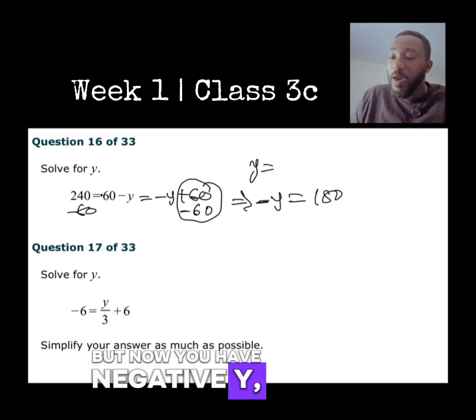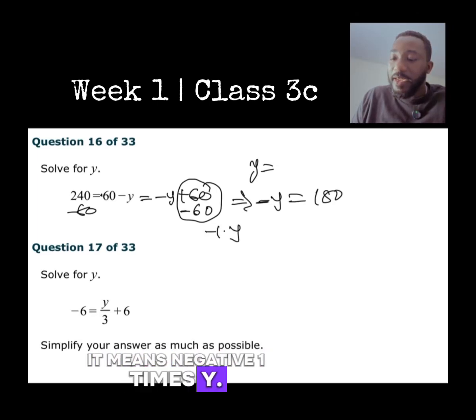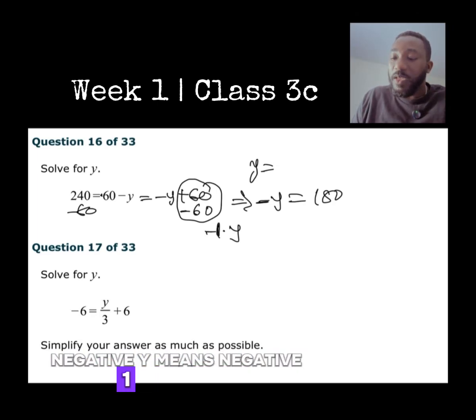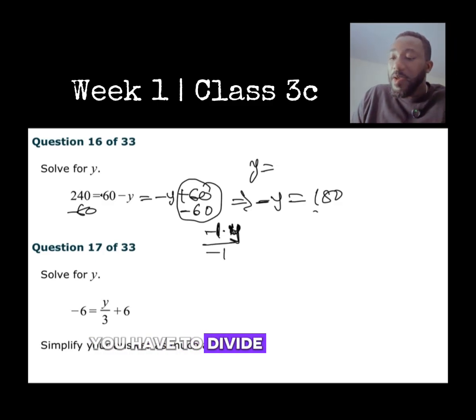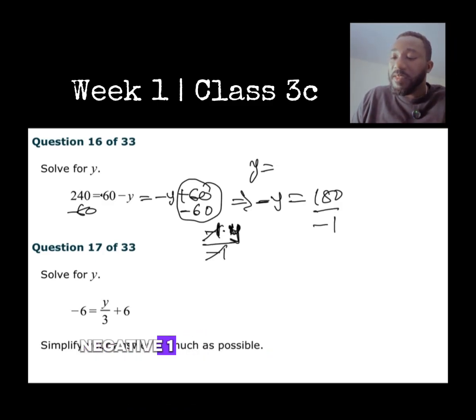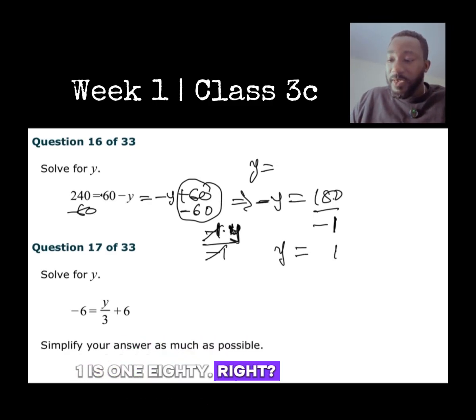But now you have negative y, but you need y. So negative y means what? It means negative 1 times y. Negative y means negative 1 times y. So that shows to make y stand alone, you have to divide both sides by negative 1. Negative 1 divided by negative 1 is positive 1. So you have y equals 180 divided by 1 is 180, right?